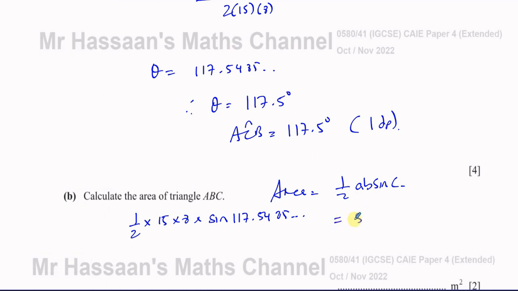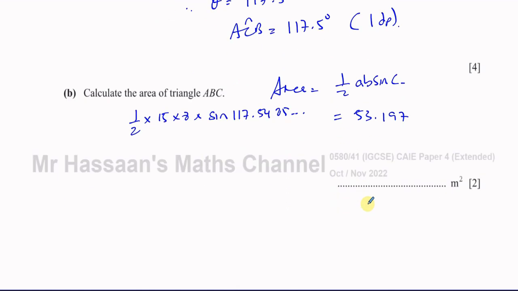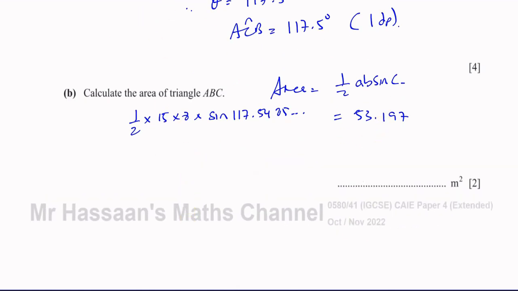53.197. It doesn't tell us how to round it. We should round to 3SF. So 53.2. So that will give me 53.2 meters squared. There's the answer to part B of this question.